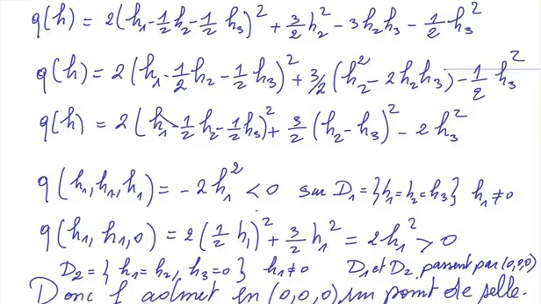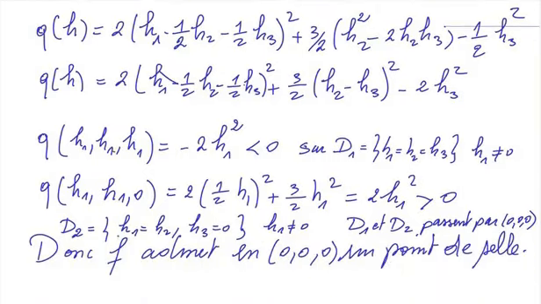If now we place ourselves on the line h1 equals h2 with h3 equals 0, it's a line that passes through the origin. We have Q2(h1, h1, 0) equals 2 h1 squared, which is positive. And consequently, we have here two lines that both pass through the critical point. On one, Q is negative, and on the other, Q is positive. It is therefore a saddle point.